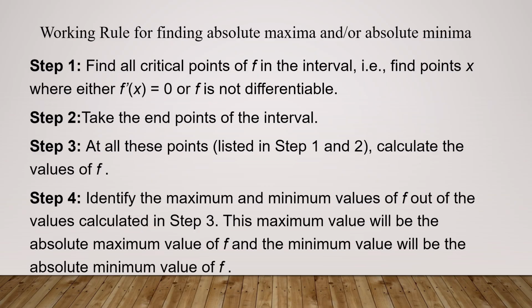This maximum value will be the absolute maximum value of f and the minimum value will be the absolute minimum of f. Correct? See, the points at which your derivative is 0, that means you can get the points which might be the local maxima minima. But if you want to find the absolute or the global maxima or minima, then what you need to do is you also have to find at the endpoints, and from these values, the maximum will give you the absolute maximum, and the minimum will give you the absolute minimum value of f.